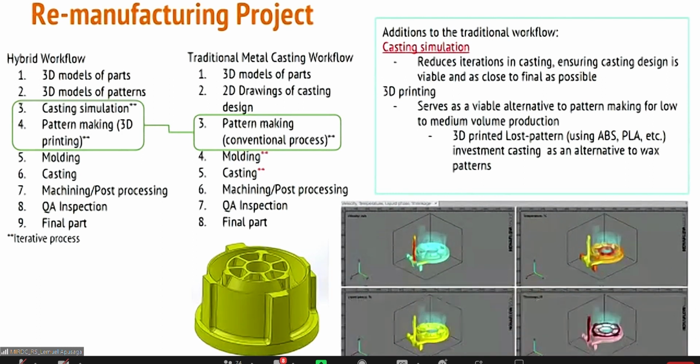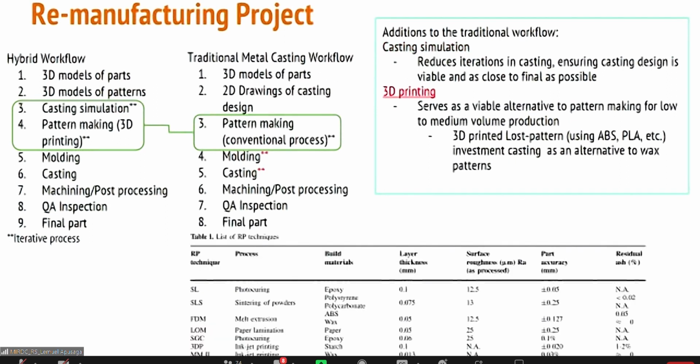For casting, simulation reduces iterations. So you're able to ensure that the casting design is viable and as close to the final intended part as possible. And what 3D printing offers is that it serves as a viable alternative to pattern making for low to medium volume production. Of course, if you're going to have large volumes, we're always going to tell you to go with machined CNC patterns because it's well worth it to spend for that if the volume is that large. But for low to medium volume parts, like jobbing parts, you can get away with 3D printing, with dimensional accuracy that's very good.